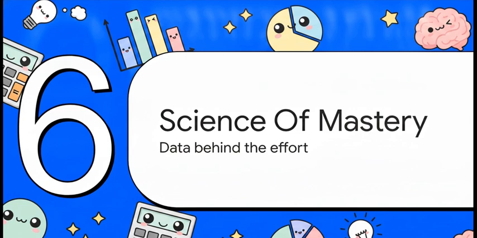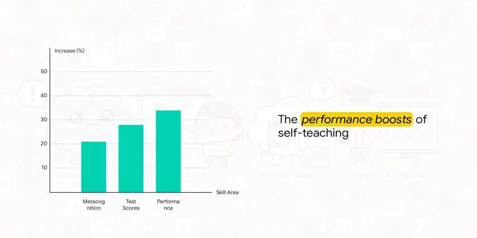Section 6. The Science of Mastery. Let's look at the hard data behind the effort. Does all of this work actually pay off? The short answer is yes. The performance boosts from this framework are massive. A 2025 study on English language learners showed a 28% average increase in test scores. Plus, a broader meta-analysis revealed a 21% improvement in metacognitive skills and a genuinely staggering 34% boost in applied performance.